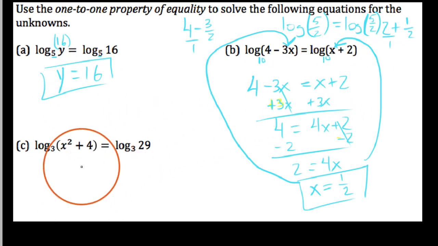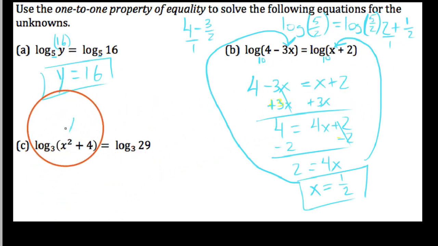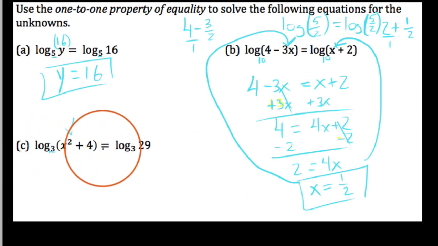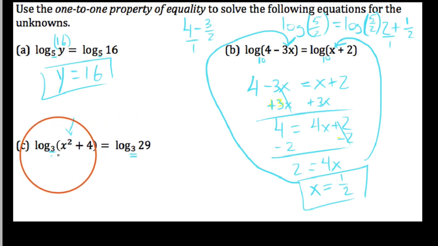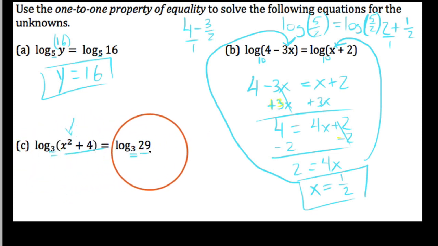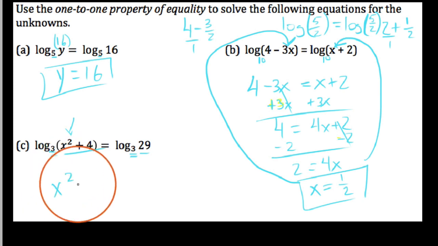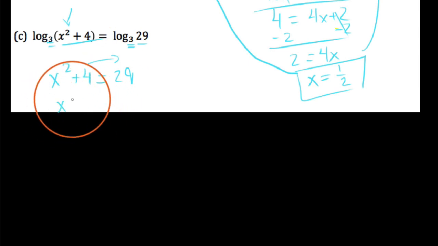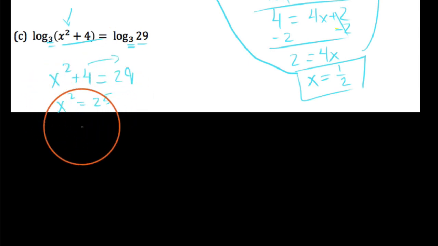And last but not least, let's take a look at one that has a quadratic expression on the inside. We say log base 3 of x squared plus 4 equals log base 3 of 29. Hey, check this out. These two logs have the same bases, and they're equal. Therefore, the things that we're taking the log of must be equal. So x squared plus 4 is equal to 29. Let's go ahead and solve this. We'd boot the 4 over to the other side, so x squared equals 25.